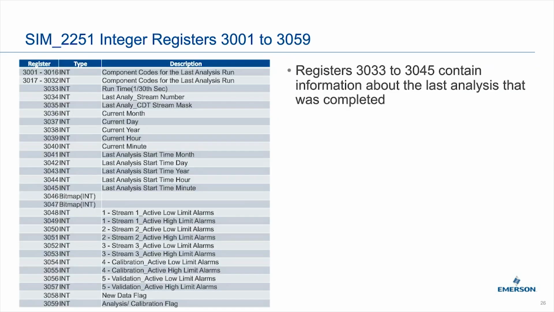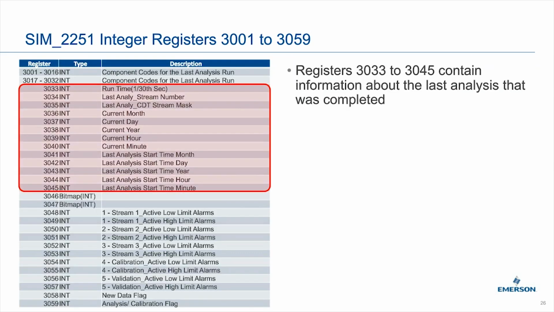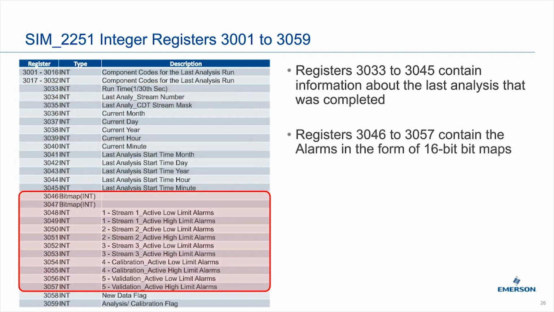The next set of registers we're going to look at is 3033 to 3045. This is the information about the current time and date, and also the last analysis start time and date. Then we have the alarm registers. The 3046 to 3057 is where the alarm registers are. I'm going to go through this pretty quickly because we do have a PDF of this presentation, so you can refer to this at a later date.